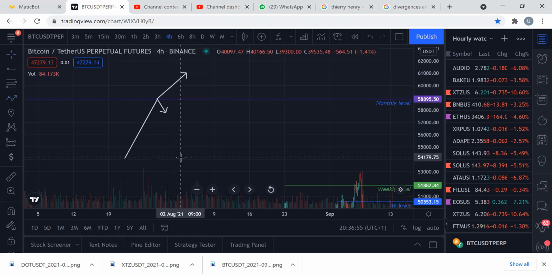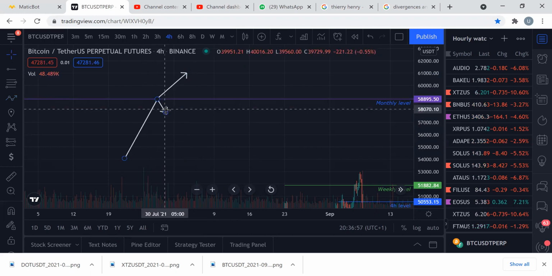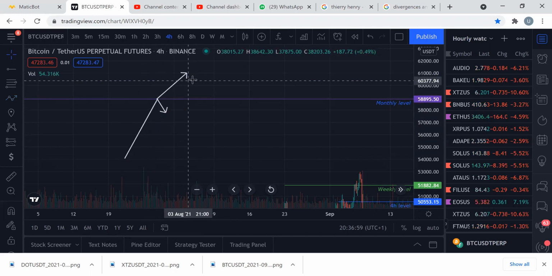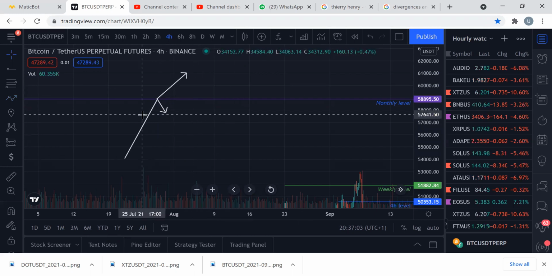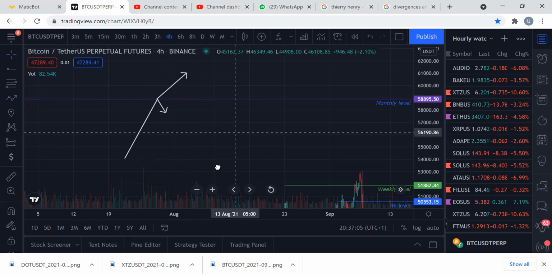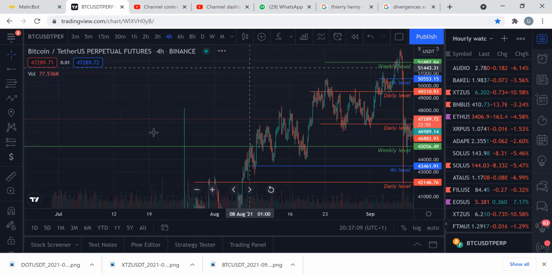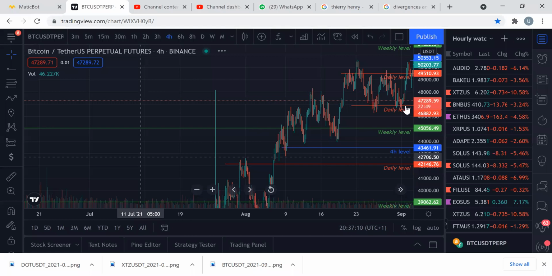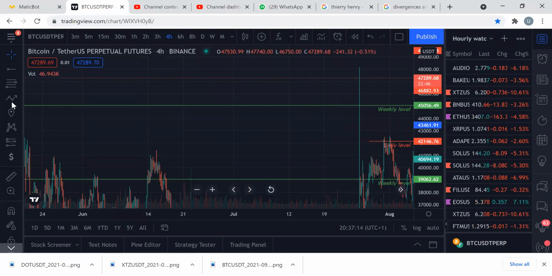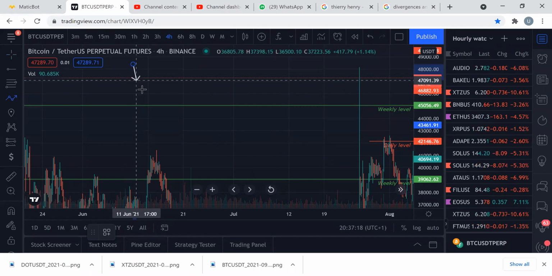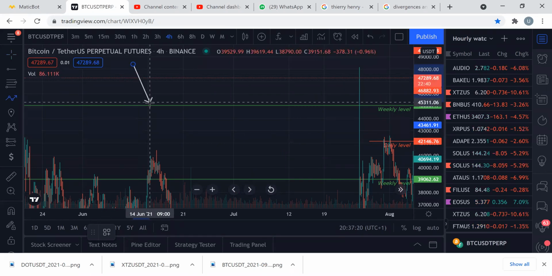Those are the two scenarios I'll be looking for. So either it bounces back off like this or it breaks out. And on the other hand, let me go down and choose this weekly level. For example, let's say price is coming to it from above like this. Then it becomes a support. Do you get it? So when price gets to it, I'll be expecting two things.